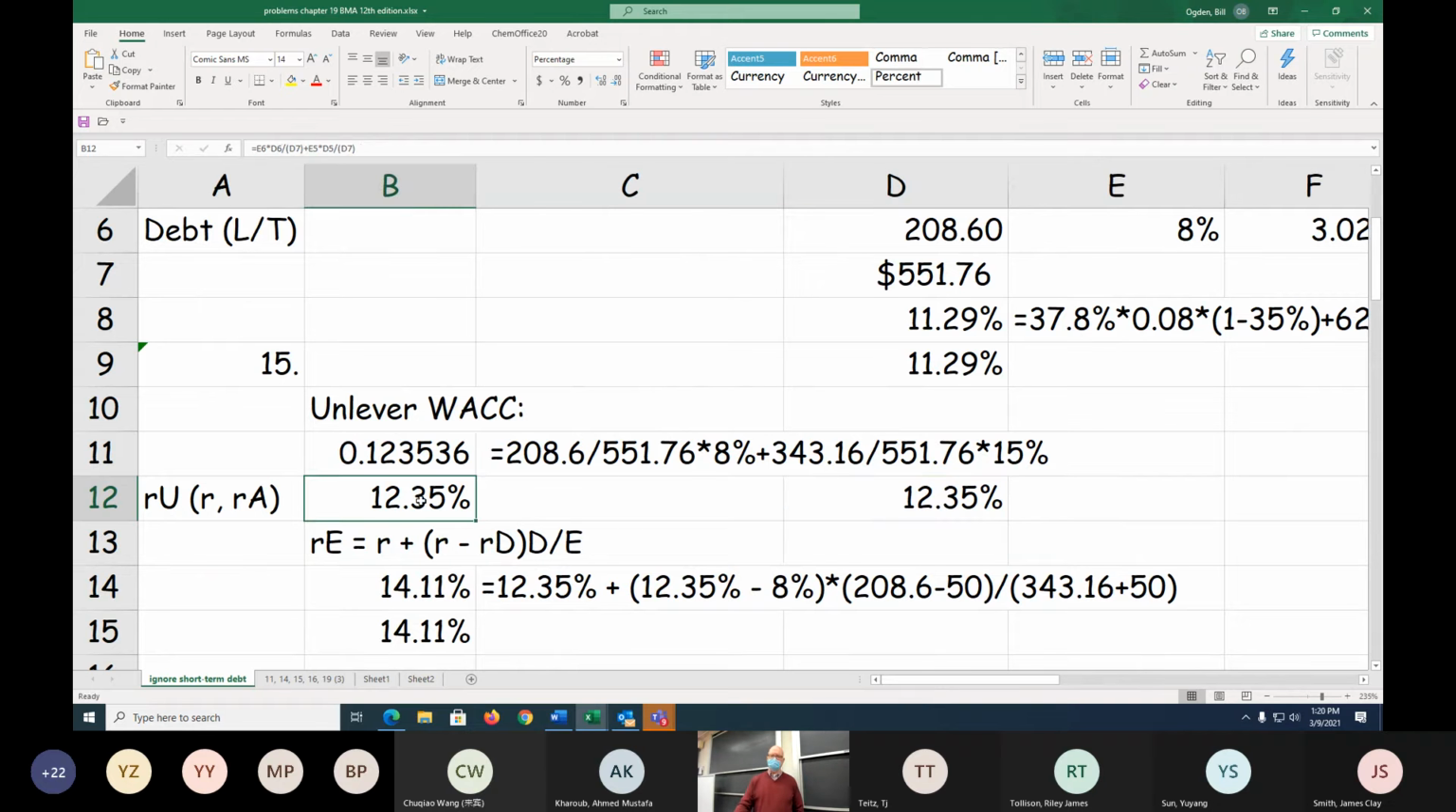Okay, then we need the new RE. First of all, we have RU. We need the new RE. So we'll start with RU plus RU minus the new RD. In this case, RD is the same regardless. It's going to remain at 8%, times the new debt, which is the old debt minus 50, divided by the new equity, the old equity plus 50. And we're going to get 14.11%.